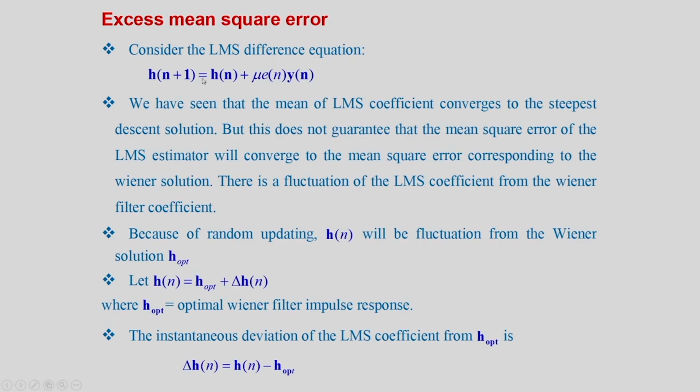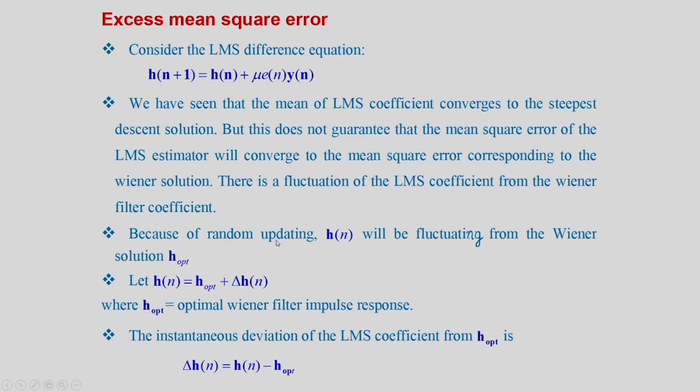Let us consider the LMS difference equation. H sub n plus 1 is equal to Hn plus mu En into Yn. We have seen that the mean of the LMS coefficient converges to the steepest descent solution. But this does not guarantee that the mean square error of the LMS estimator will converge to the mean square error corresponding to the Wiener solution. There is a fluctuation of the LMS coefficient from the Wiener filter coefficient.